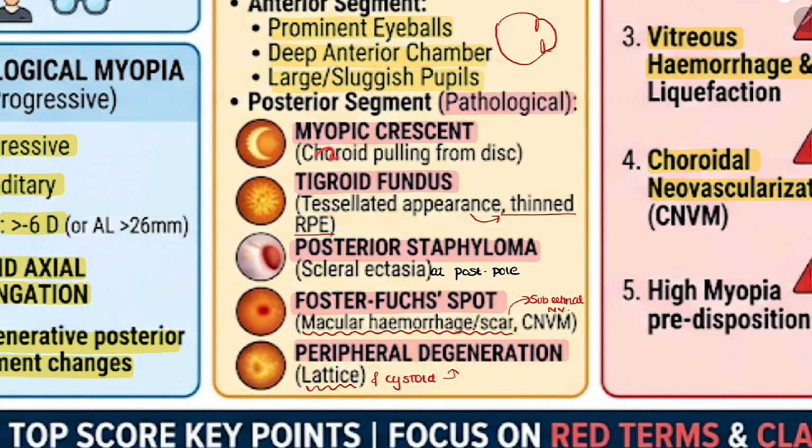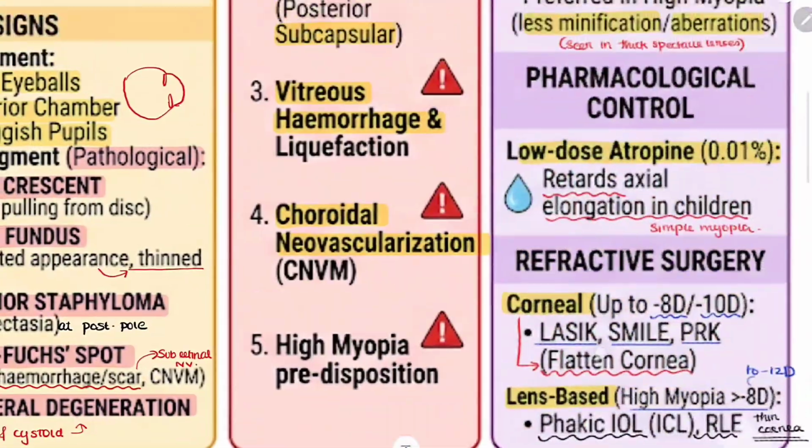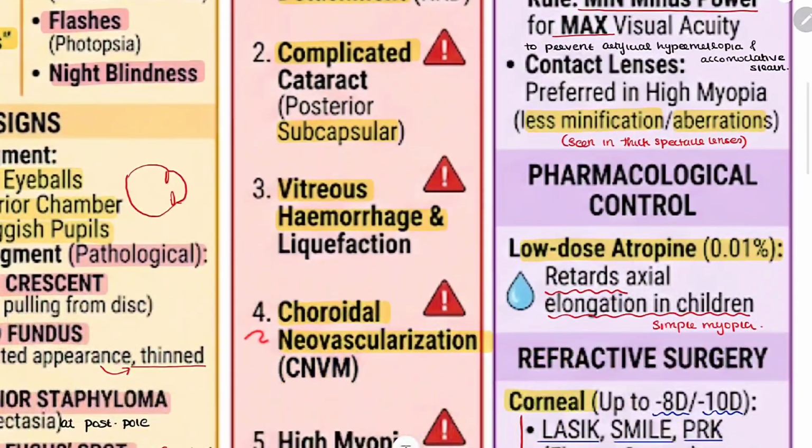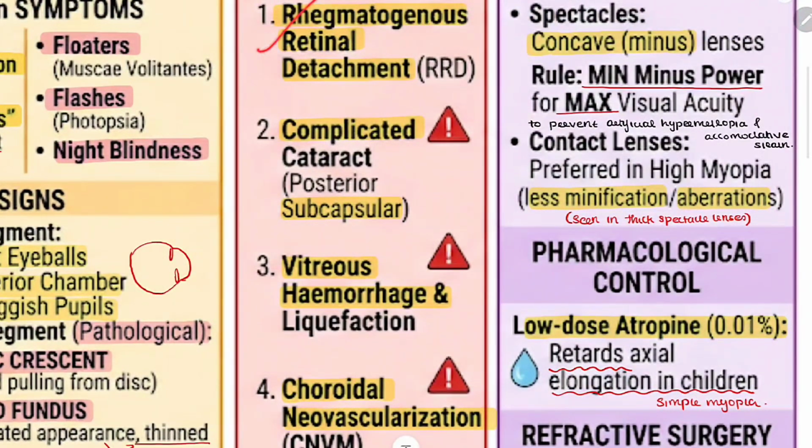So what are the posterior segment changes? Myopic crescent, tigroid fundus, posterior staphyloma, Fuchs spot, and peripheral degeneration like lattice and cystoid. Now coming to the complications, there can be retinal detachment. Which retinal detachment? Rhegmatogenous retinal detachment. There can be complicated cataract, mainly posterior subcapsular cataract, vitreous hemorrhage, and choroidal neovascularization. So these are the complications: rhegmatogenous retinal detachment, complicated cataract, vitreous hemorrhage, and choroidal neovascularization.